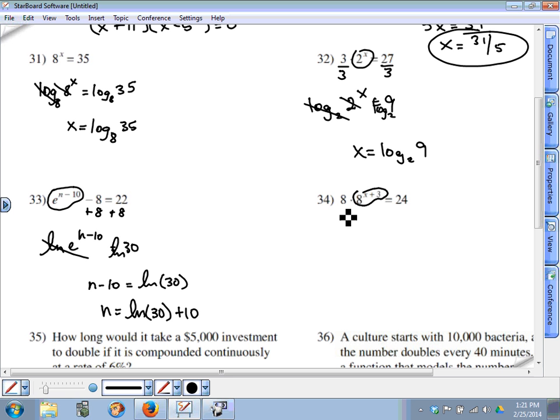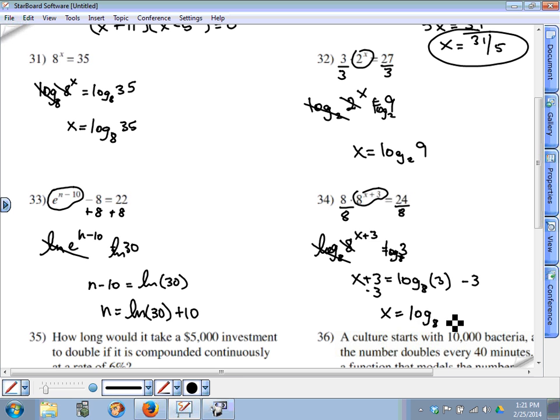34, this is the exponential term right here, so divide by 8. We have 8 to the x plus 3 is equal to 3. Now take a log base 8. Those are gone. X plus 3 is equal to the log base 8 of 3. Subtract 3, subtract 3. You must not subtract this 3 from the 3 that's inside the function. Those have to stay separate. So x is equal to the log base 8 of 3 minus 3.